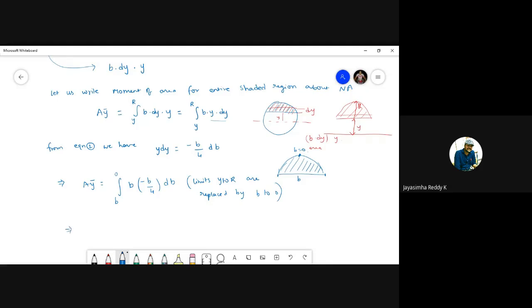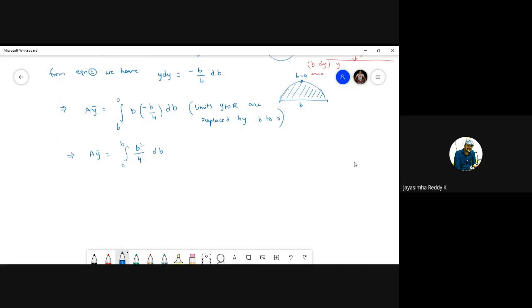Now let me remove this minus sign, students, so that I can change the limits upside down. So integral over 0 to b. I am changing these limits upside down to just remove this minus sign. So this becomes b square by 4 into db. Is it clear, students? If you apply integration, upper limit minus lower limit. If you substitute upper limit, and then lower limit is 0, so no need of substituting the lower limit. Just integrate this.